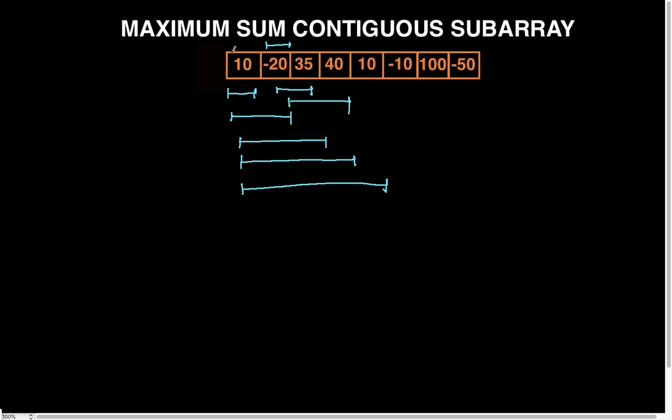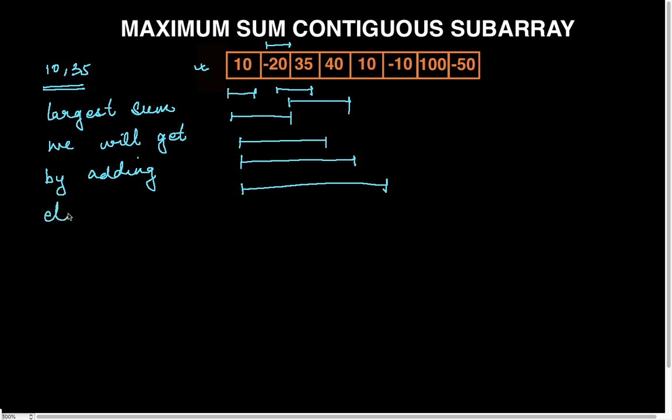Basically any part of the array is a subarray, and when we say contiguous subarray, it means the elements in the subarray should be continuous. So 10, minus 20 is a subarray, but if we try 10 comma 35, this is not a subarray because obviously 10 and 35 are not contiguous. So we have seen what a subarray is. Given this array, multiple such subarrays are possible, and you have to give me the largest sum we get by adding the elements of a subarray.